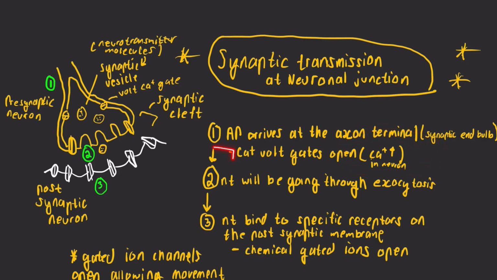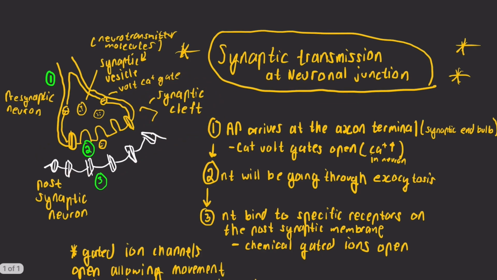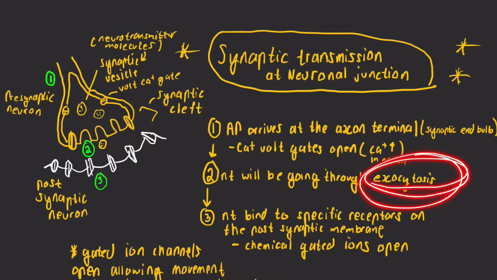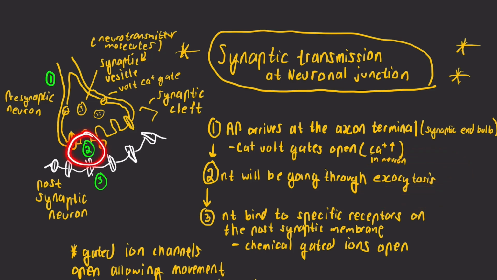Step two. Now that we have the calcium increasing within the neuron, this will result in neurotransmitters being released through the synaptic cleft. So this space over here, the synaptic cleft, we have these synaptic vesicles with neurotransmitters to be released across the neuron. It is going to go through exocytosis. Okay? That is step two.